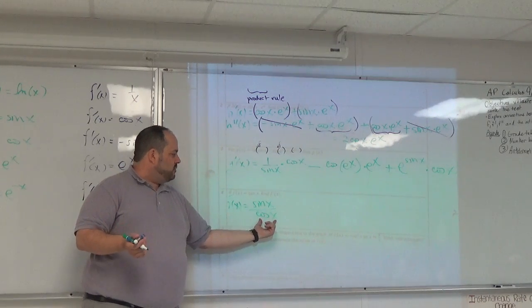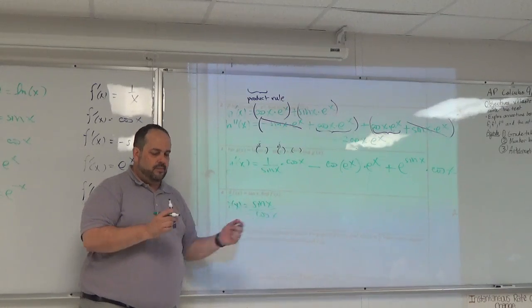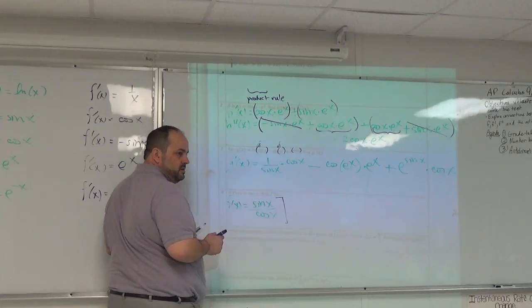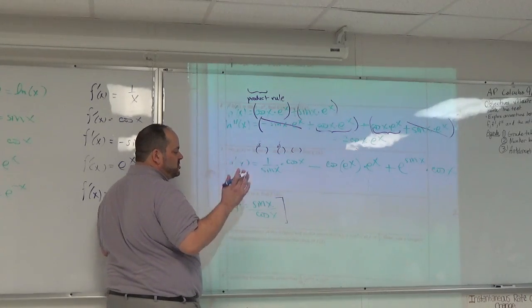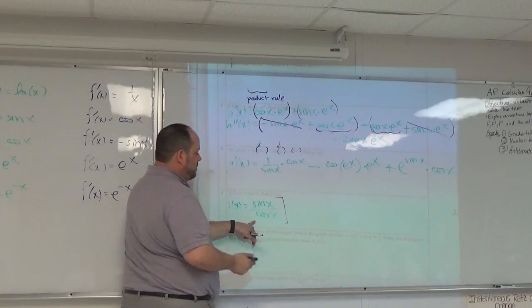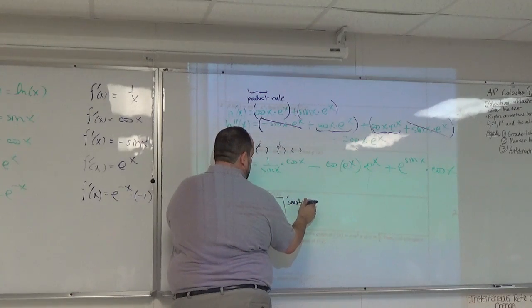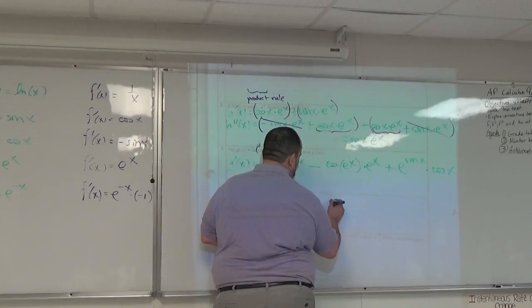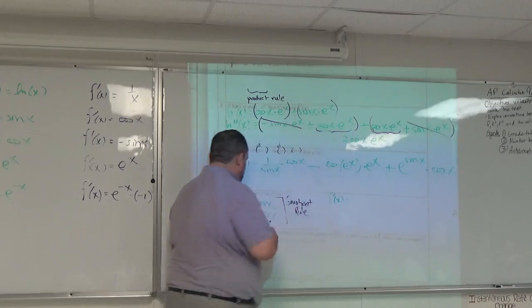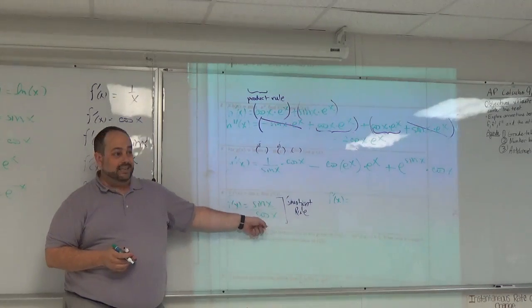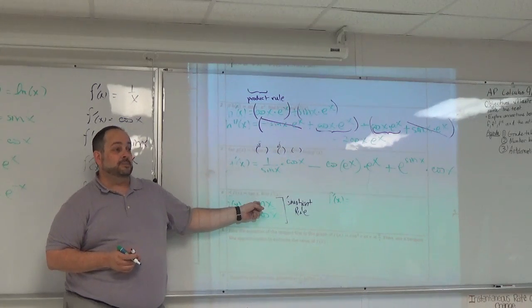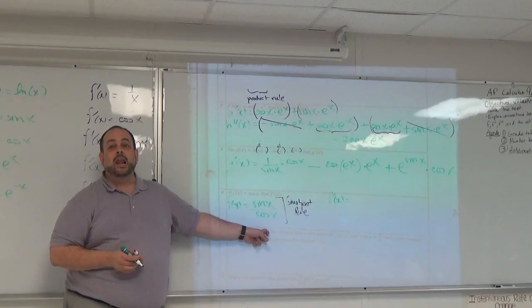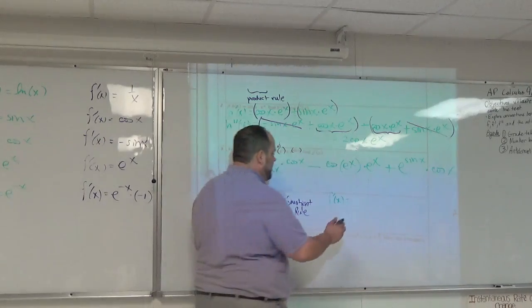Why, Aaron, would you want to rewrite tangent of x as sine over cosine of x? We have rules for this. How are you going to take the derivative of sine of x over cosine of x? What derivative rule should be screaming at you right now? The quotient rule. It's now a quotient rule problem. And so if this is the quotient rule, all right, let's do it. Quotient rule says low d high minus high d low, over low, low. All right, give it to me. Low.